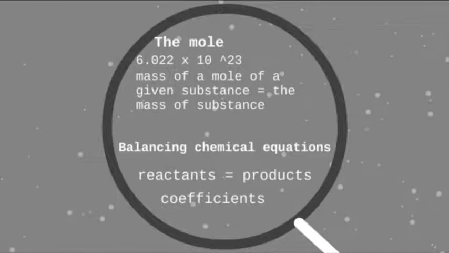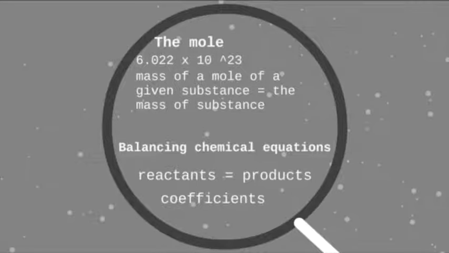A mole is the amount of substance that contains the same number of entities as Avogadro's number, 6.022 times 10 to the 23rd. It is the SI unit for amount of substance. The mole lets us count substances by weighing them. The mass of a mole of a given substance has the same numerical value as the mass of the substance. For example, 1 mole of carbon equals 12.01 grams. The weight of carbon is also 12.01 grams.